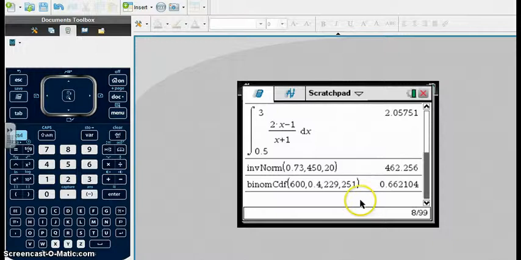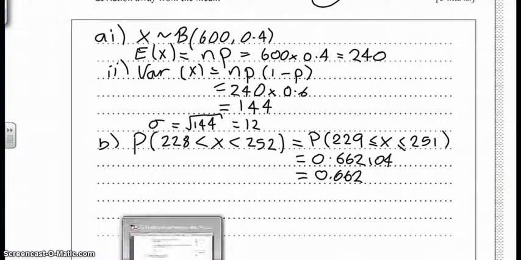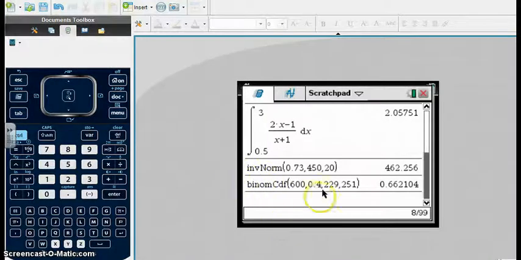Type that in, we get 0.662109, and we should round that to 0.662. And remember what I said to you before, to show your working, you should really write this down.